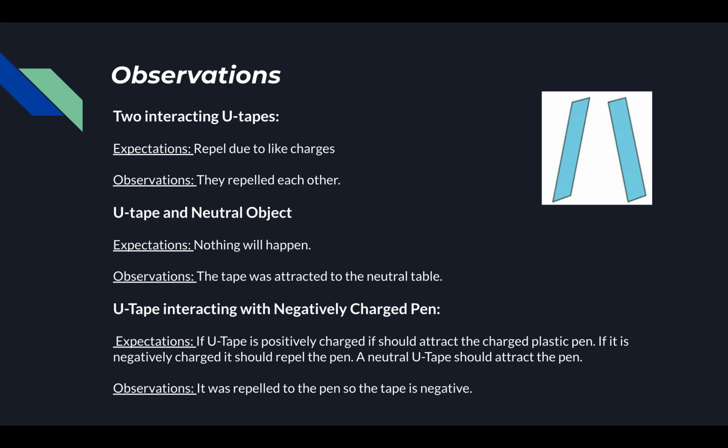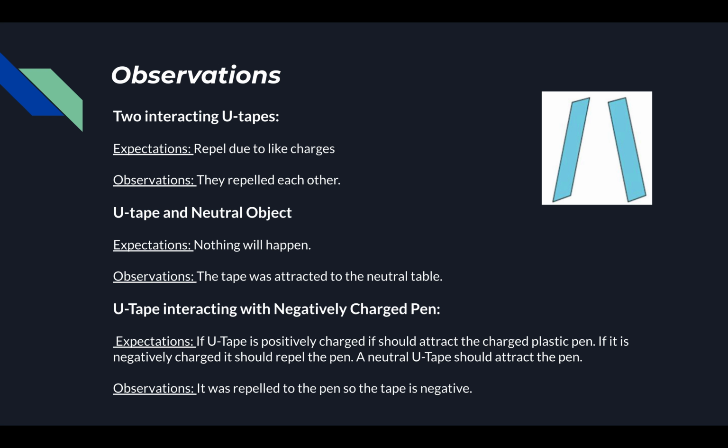So in the first part of the lab, I looked at what would happen when two U-tapes were brought close together. Like I predicted, they actually repelled because like charges repel. When I brought the U-tape in close contact with a neutral object, which in my case I used a table, I was surprised to see that the tape was actually attracted to the table.